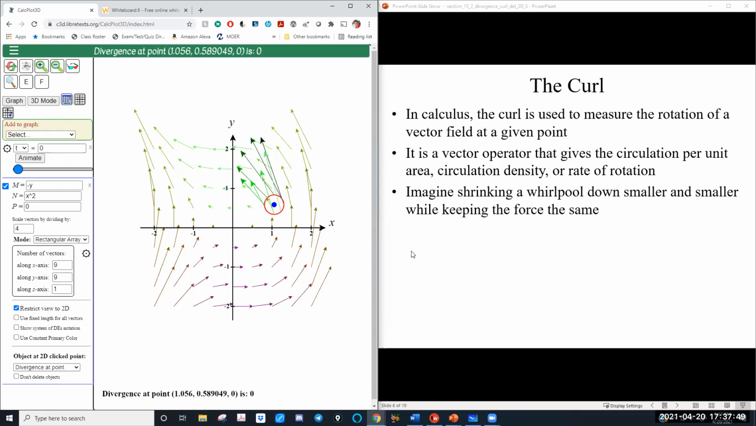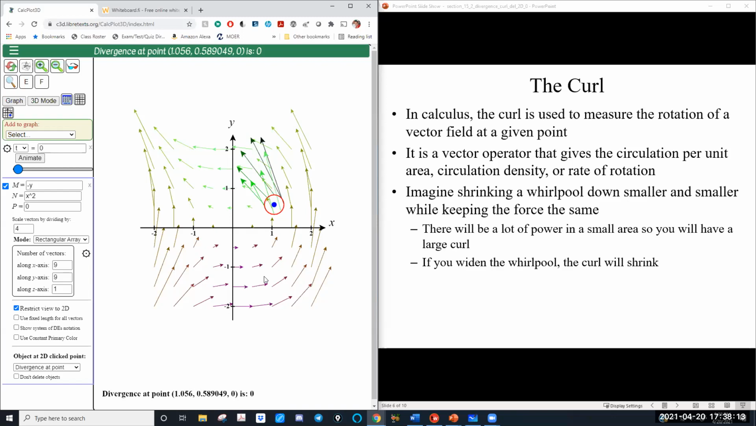So I'm going to give you a couple ways of thinking about the curl. Imagine having a whirlpool, and if you shrink it down smaller and smaller while keeping the same force, there's going to be a lot of power in a small area. So if you're rotating in a really small area with the same amount of force, you'll have a large curl. As you widen the whirlpool, still keeping the force constant, it shrinks the curl.